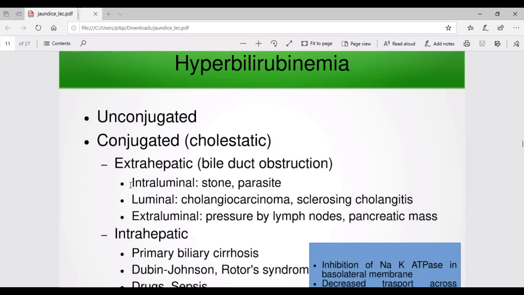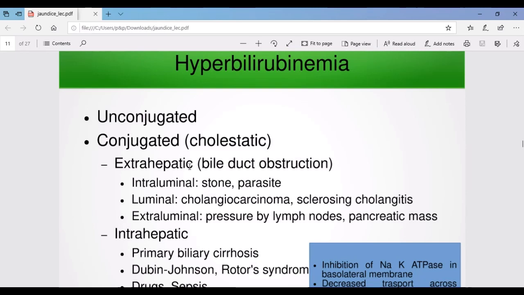It can be in the wall itself, like repeated inflammation and fibrosis, like in sclerosing cholangitis, or tumors affecting the wall like cholangiocarcinoma. Or it can be extraluminal pressure from outside, either by lymph nodes or by pancreatic head masses. The common bile duct passes through the pancreatic head, so these masses can obstruct the bile ducts and cause obstructive jaundice. These are the causes of extrahepatic bile obstruction.